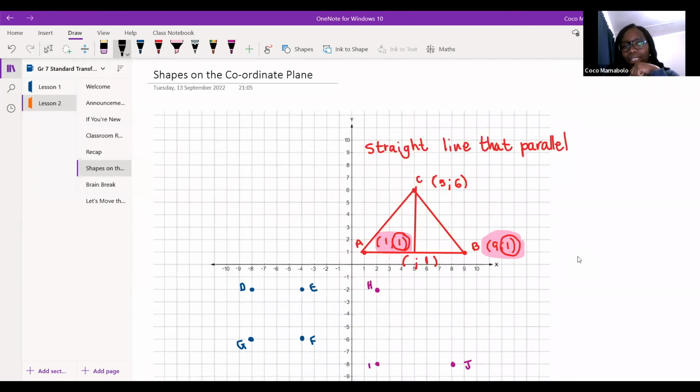So what I'm saying is this straight line that we've drawn over here is never going to meet our X line. The X line is always going to be here, and our line at 1 is always going to be over here. They're going to keep moving and they're never actually going to meet. So the straight line that is parallel to my X line means that all my Y values will be the same.